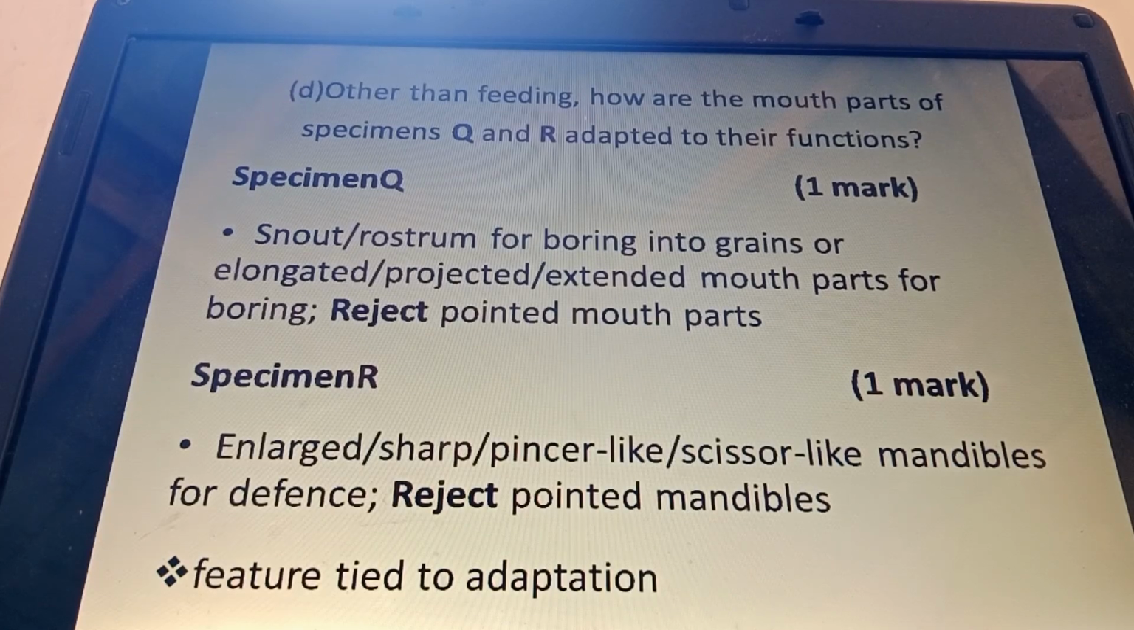Other than feeding, how are the mouth parts of specimen Q and R adapted for their function? Snout for boring into grains. And the other one, of course, without putting strokes. Then we have specimen R, enlarged scissor-like mandibles for defense. Reject pointed mandibles. And note that the feature is tied to the adaptation.